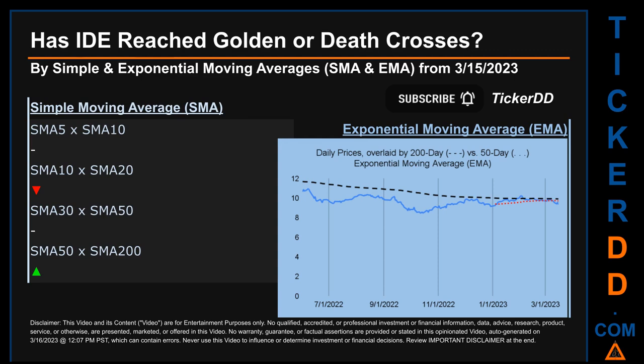For simple moving average, by comparing 50 to 200 days, we found a bullish golden cross signal since the 50-day SMA crossed above the 200-day. Continuing with SMA, we looked across the 5 to 10, the 10 to 20, and the 30 to 50-day ranges to see if golden and death crosses had been reached. We found a death cross signal for the 10 to 20. We could find neither a golden cross nor a death cross signal for the 5 to 10 and the 30 to 50.